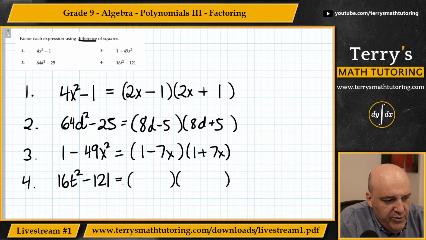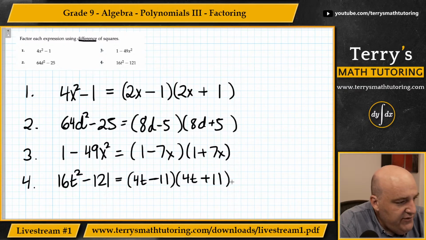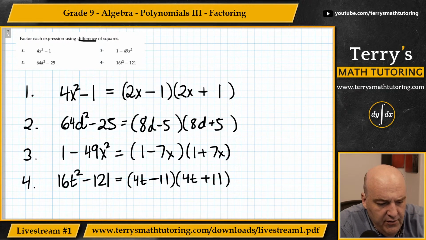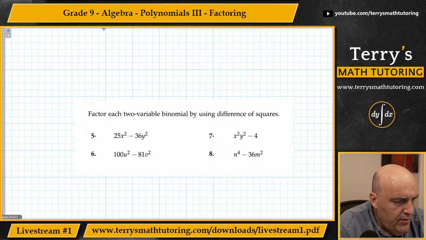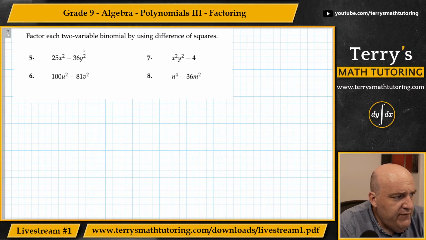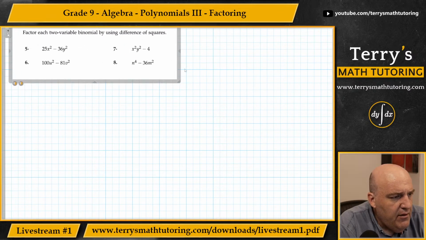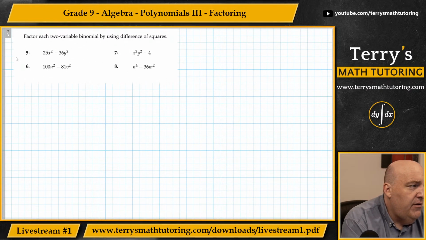All right. What's the square root of this first one? 4t. What's the square root of 121? It's 11, right? 11 times 11 is 121. So this is 4t minus 11 and 4t plus 11. And that's as easy as that. All right. Take a look at the next 4. These ones have 2 variables in them, but it's the same thing. Let's take a look.